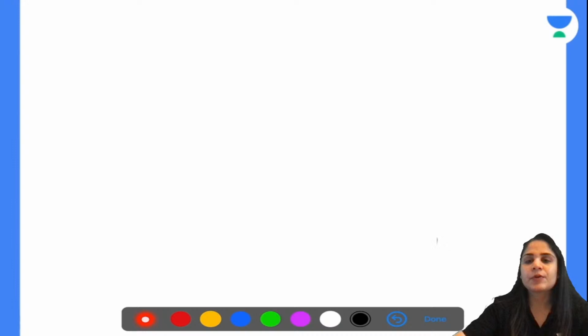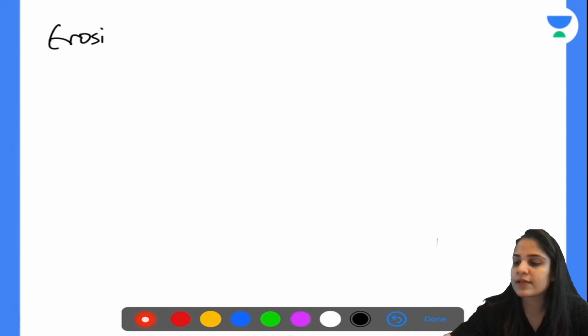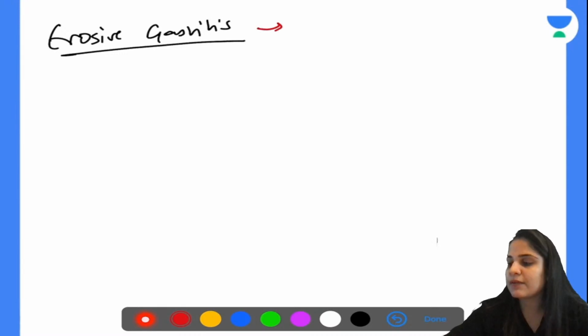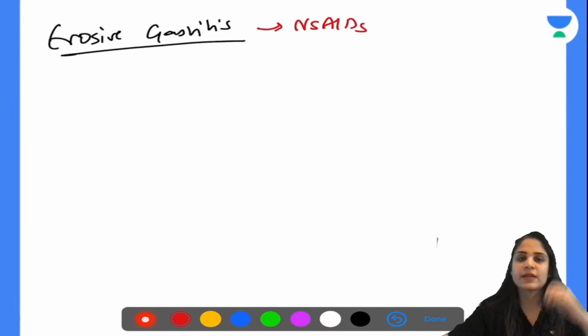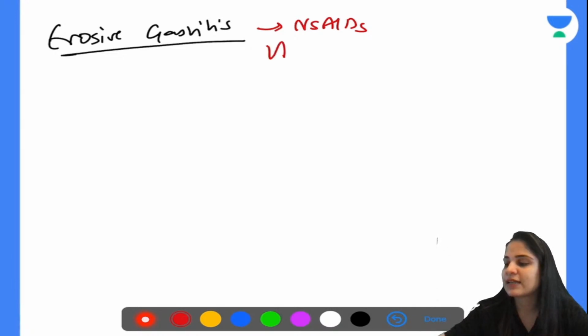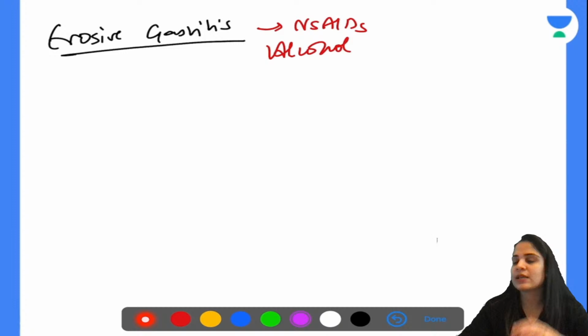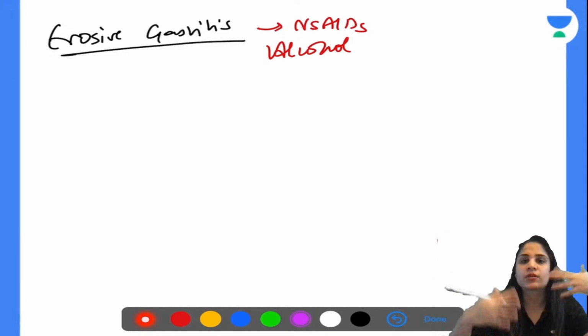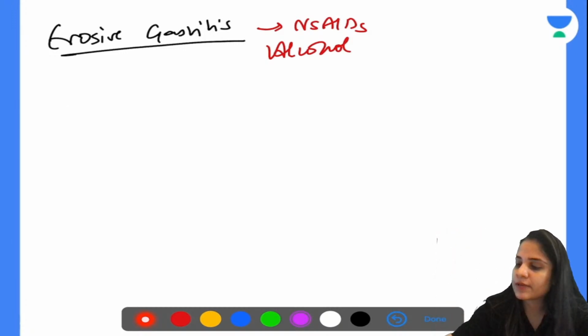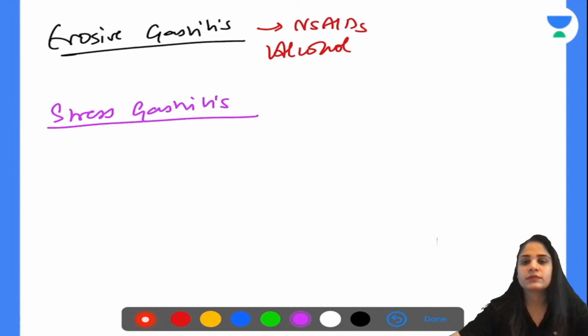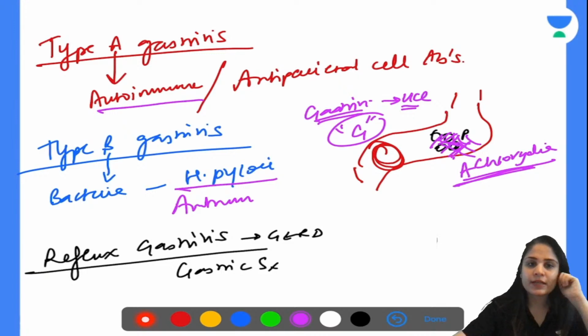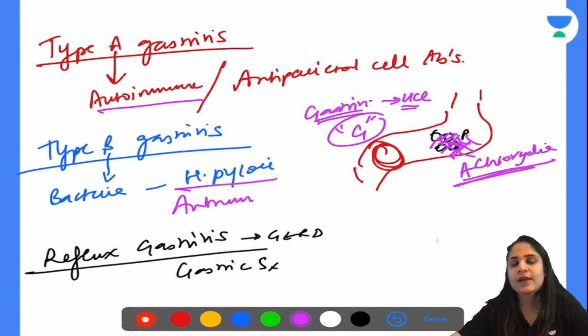The next type of gastritis that we have is erosive gastritis. Any idea why erosive gastritis is present? Many people have this because of NSAIDs. In doctors it's very common because we pop anti-inflammatories left, right, and center, and it can also be due to alcohol. There is erosion of the mucosal layer of the stomach which causes gastritis. The next type is stress gastritis. So these are all the different types of gastritis that we have: type A, type B, reflux, erosive, and stress gastritis.